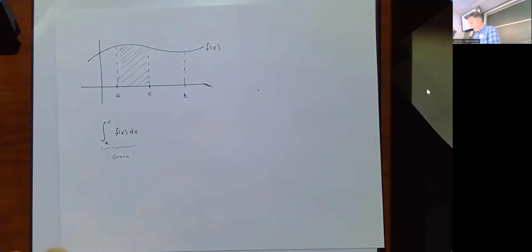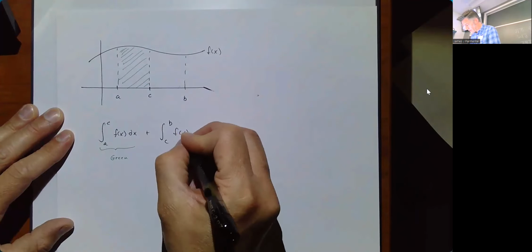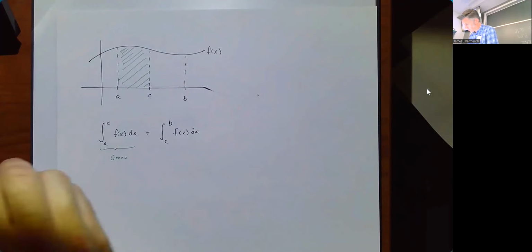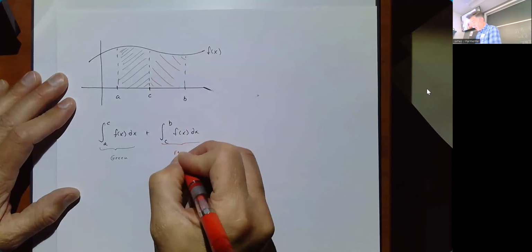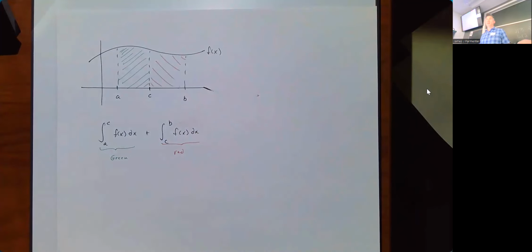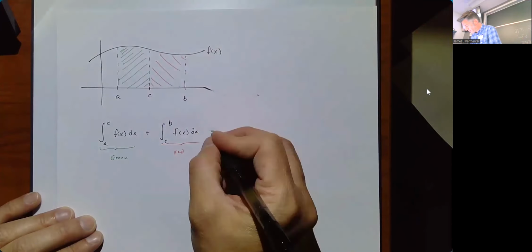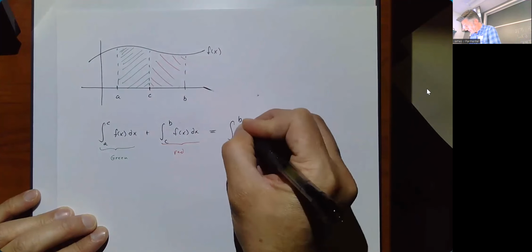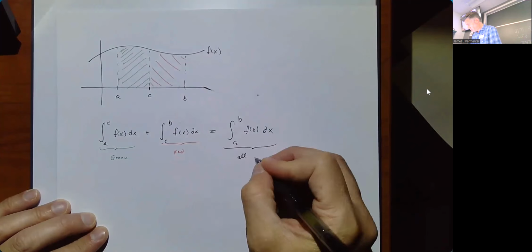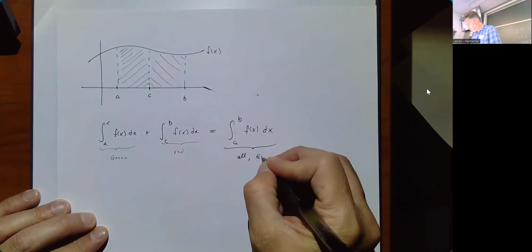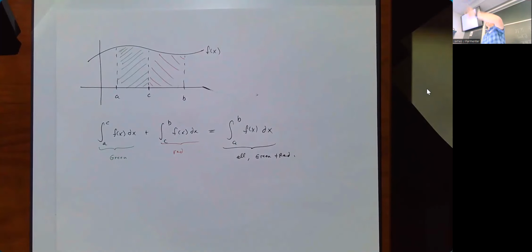And then if I add on the integral from C to B of f of x dx, that's just this other part, which I'm going to color red. The red part plus the green part is just all the area under the curve from A to B. So that is totally equal to the integral from A to B of f of x dx. All the area, the green and the red. Question. I did say that.